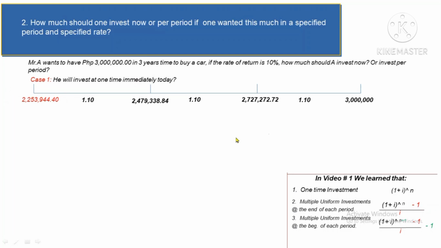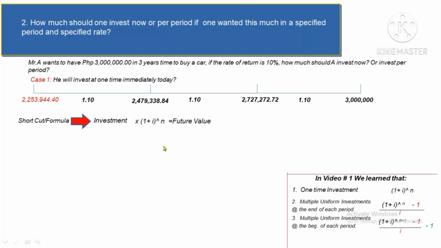2,253,944.40. We can also have the shortcut or formula, which is investment times 1 plus i raised to the power of n equals the future value of the investment. We used 1 plus i raised to the power of positive n because there is only a one-time investment mentioned in this case, number 1.